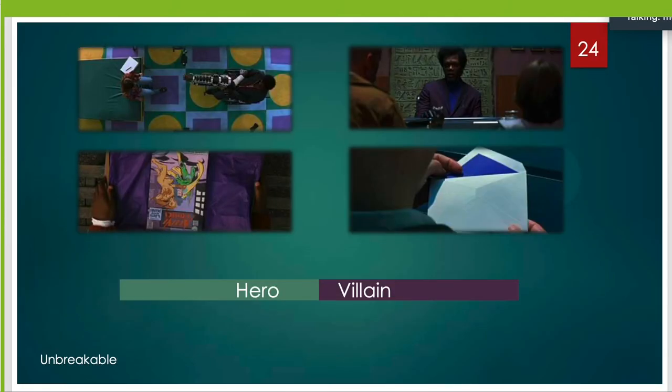In his film Unbreakable, he uses the opposing colors green and purple. Green is always associated with the hero, and purple is always associated with the villain. And the villain kind of is relying on his genius, right?